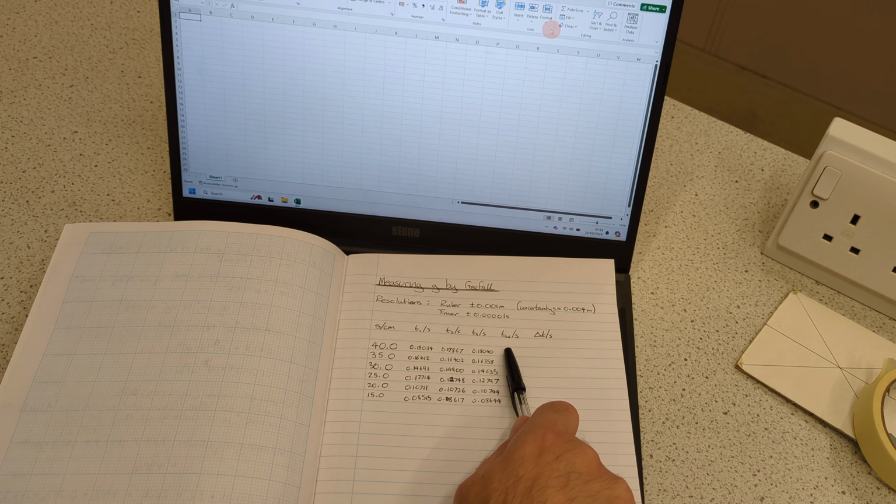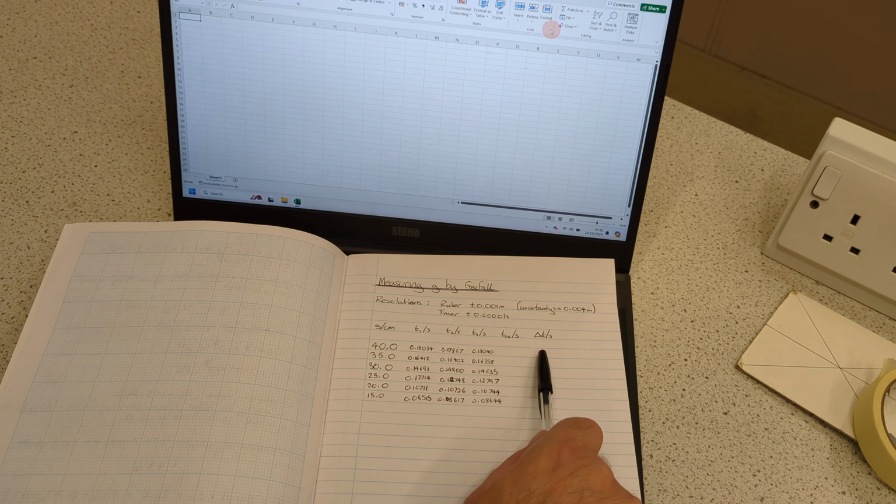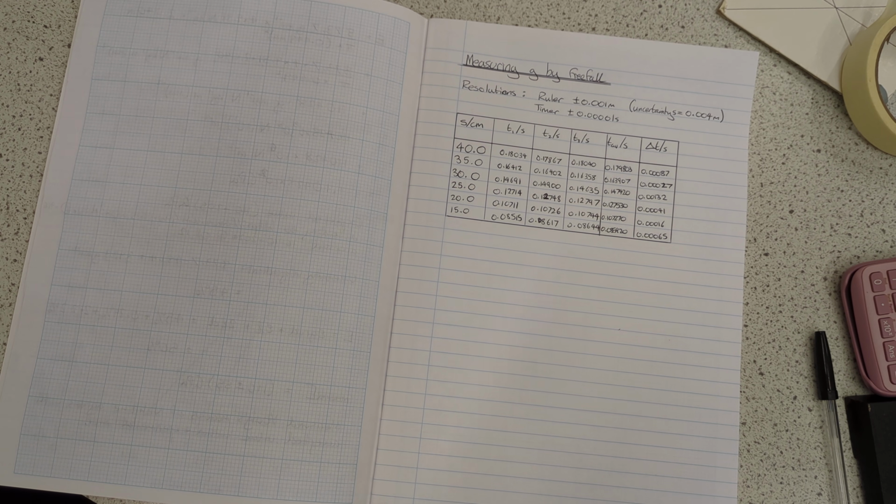How am I going to calculate the mean t? I'm just going to add the 3 t's together and divide by 3. And how am I going to calculate the absolute uncertainty in t? It's going to be the biggest one, subtract the smallest one, divided by 2. Off I go. And there we have it.